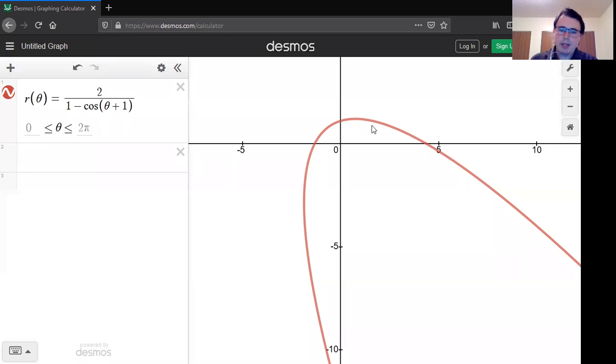Now, we can use the integral formula from my previous clip in order to calculate the area contained by a polar curve. I also want to talk about using integrals to calculate the arc length of polar curves. So here I've graphed this sort of diagonal facing parabola. Its equation is r equals 2 on 1 minus the cosine of the quantity theta plus 1.